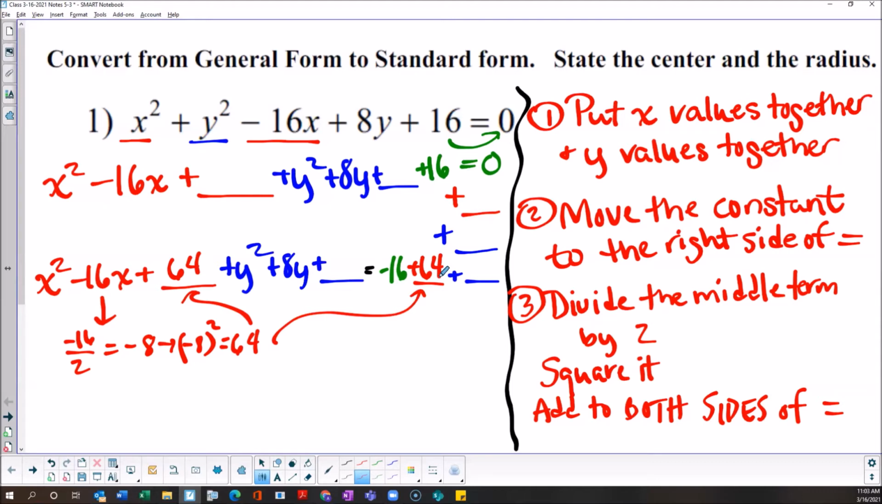And that's probably one of the biggest things people forget to do. They add it to the left side and they forget to put it on the right side. So if you put the blanks there before you start, it's a lot less likely for that to happen.